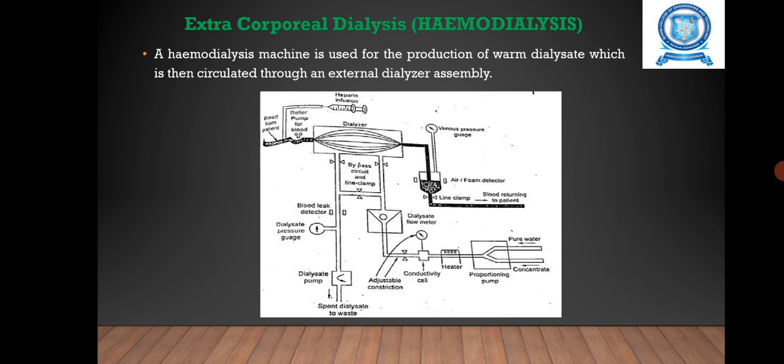The next one is the heparin pump. It is usually a plastic syringe type having a capacity of 30 cc, used to deliver heparin, and the pump is calibrated in centimeters per hour.